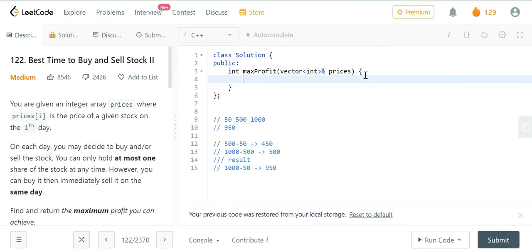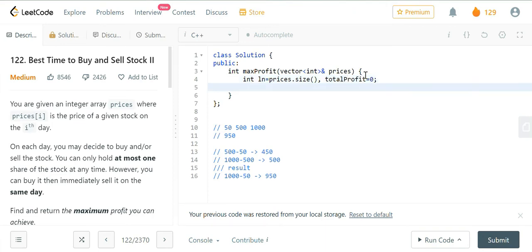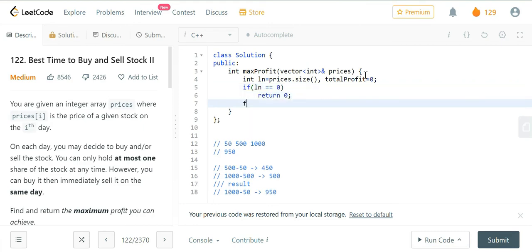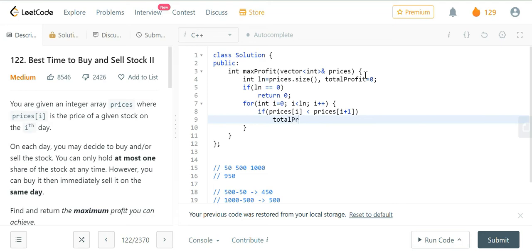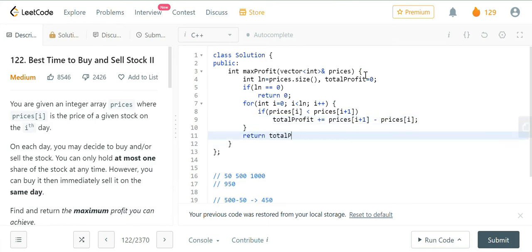So here, we will initialize len with the length of the prices and total profit with 0, and we will check if length is equal to 0, then it will simply return 0. Here we have to open the for loop. Here we have to check if prices[i] is less than prices[i+1], then you can add to the total profit the difference of prices[i+1] minus prices[i], and you can simply return the total profit.